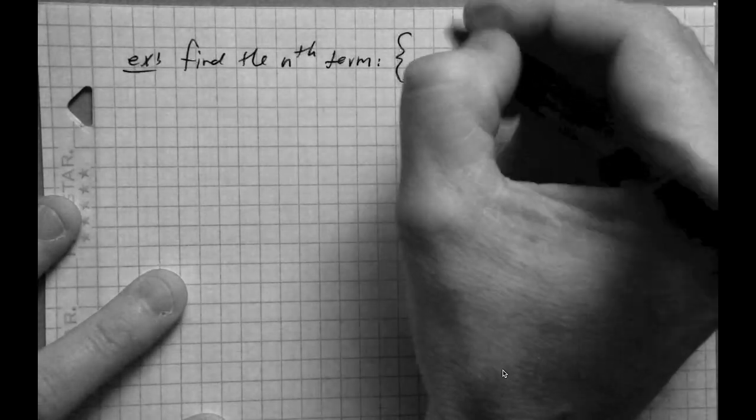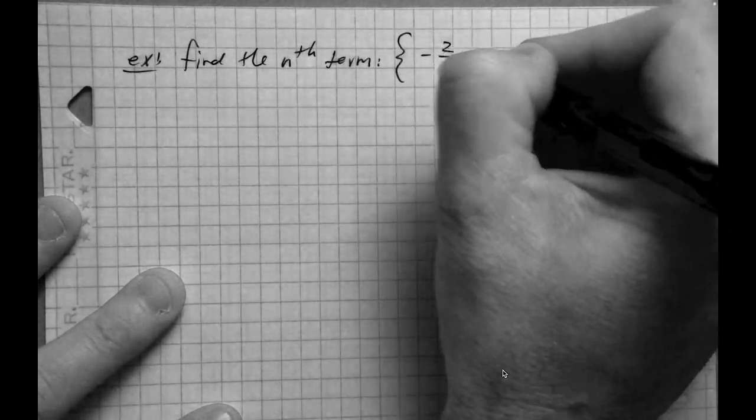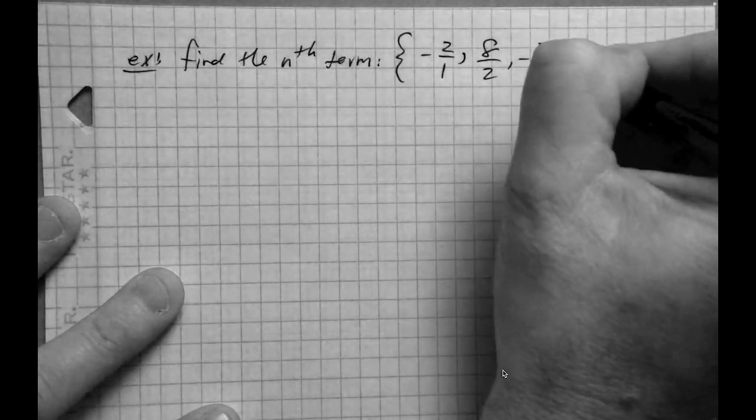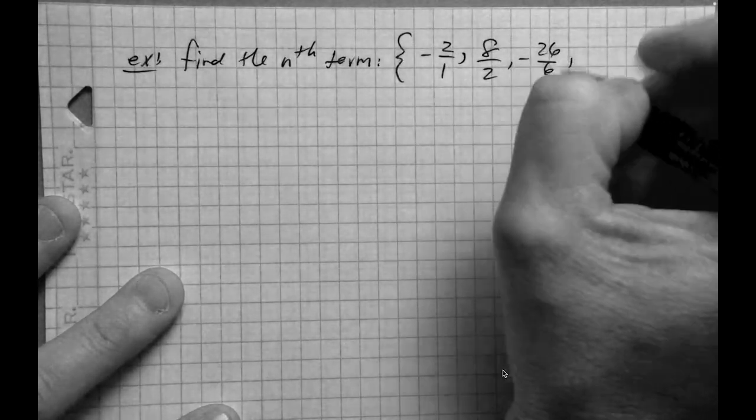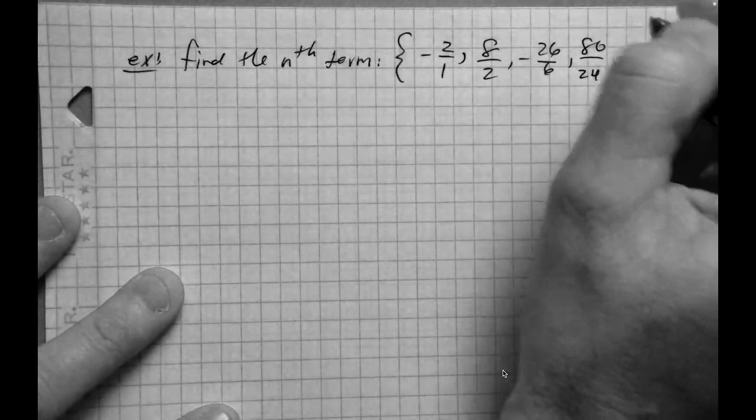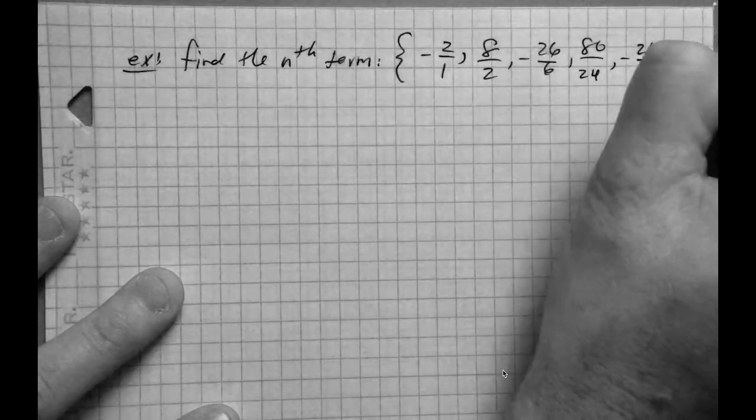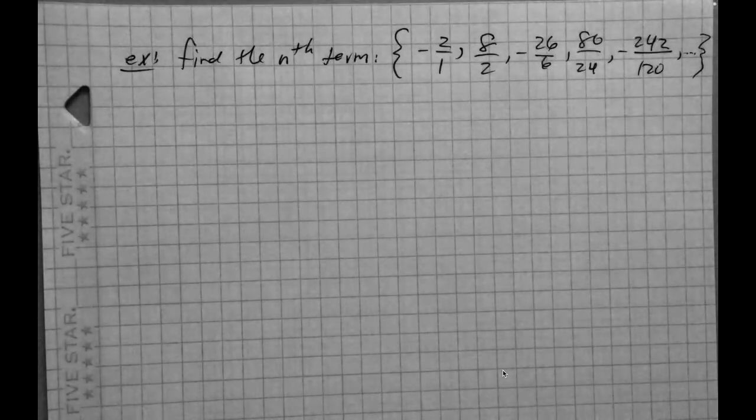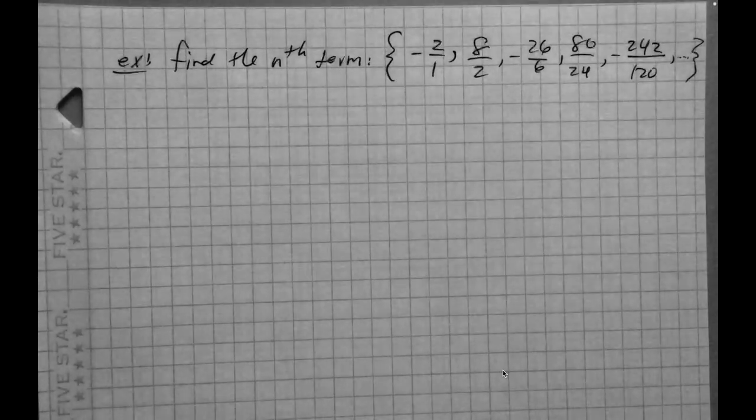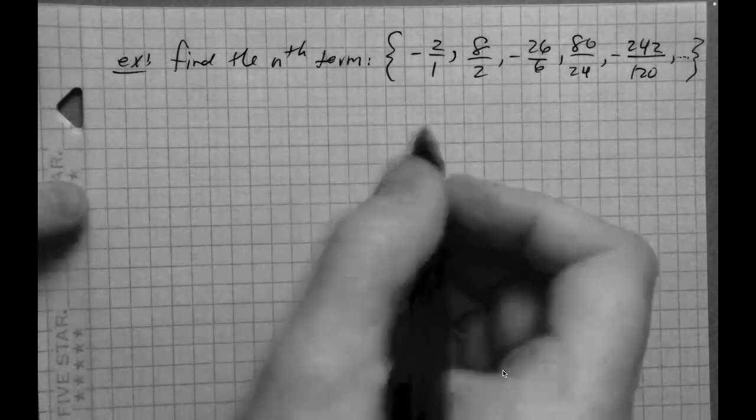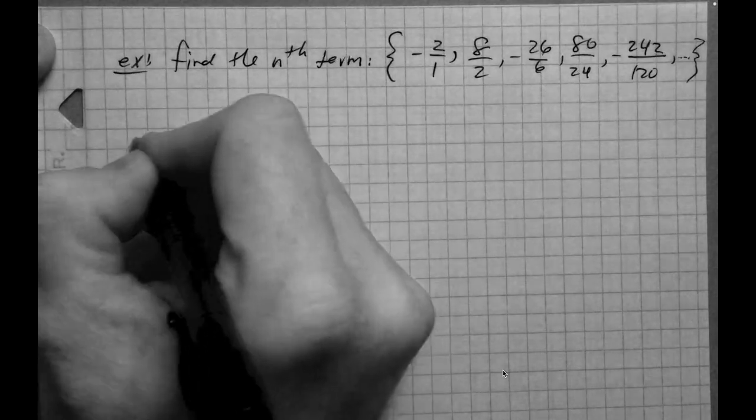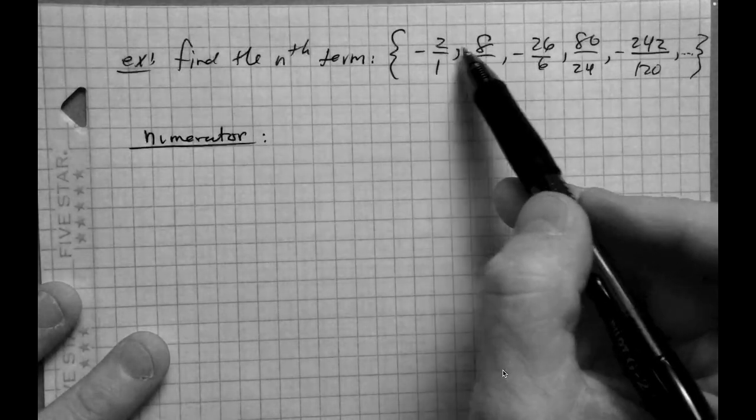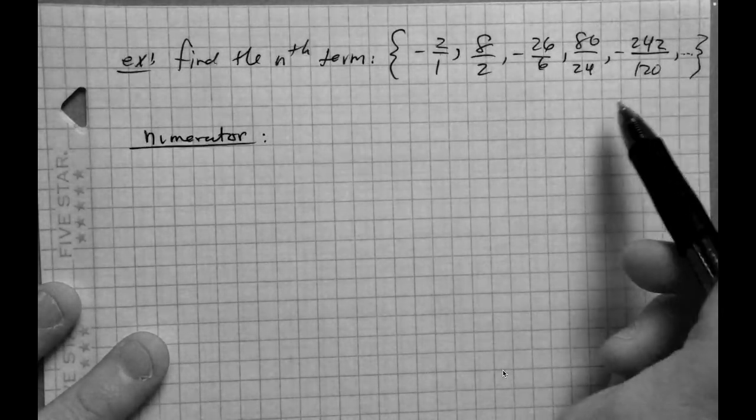Okay, so we're given negative 2 over 1, and then 8 over 2, and then negative 26 over 6, and then 80 over 24, and then negative 242 over 120, and so on. So this one already looks like, ooh, yikes. Taking the numerators and denominators separately, what's going on in this numerator? Well, it's 2, 8, 26, 80, and 242.